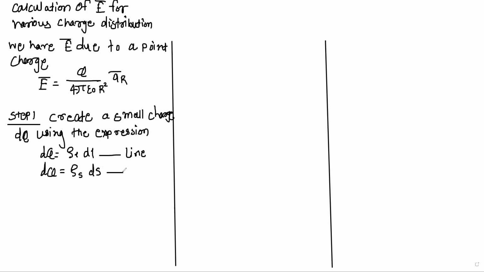So in this case, we call it a surface charge configuration, and this dq is differential charge, rho s is surface charge density, and ds is differential area. Similarly, for volume charge, we can have dq as rho v dv. This is for volume charge configuration, right? So dq is equal to rho v dv. In that, dq is differential charge, rho v is volume charge density, and dv is differential volume.